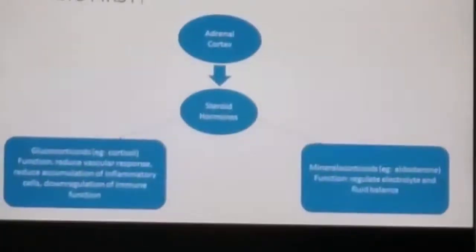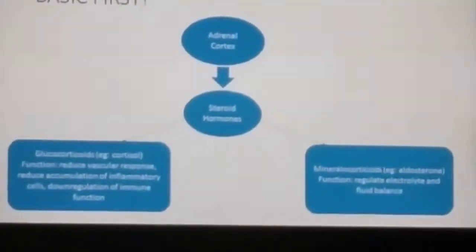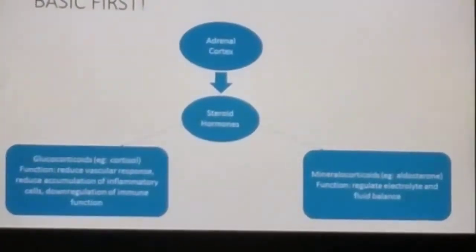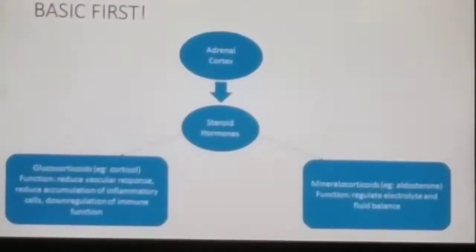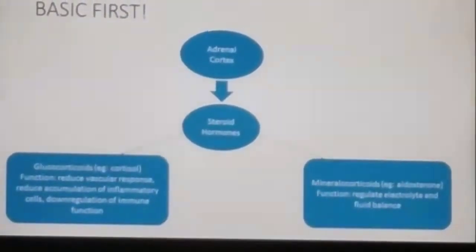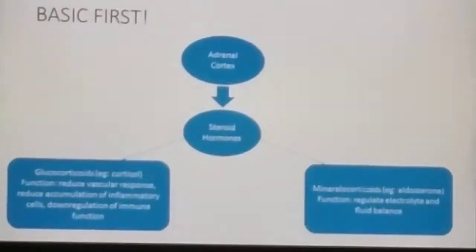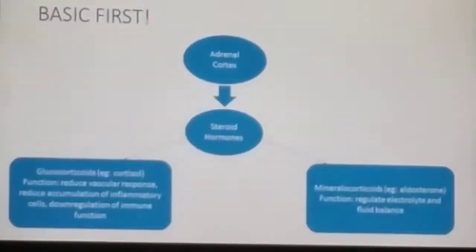The adrenal gland consists of the adrenal medulla and the cortex. The cortex is the one that releases the steroid hormones, classified into glucocorticoids and mineralocorticoids. A glucocorticoid example is cortisol. Its function is to reduce the vascular response, reduce the accumulation of inflammatory cells, and downregulate immune function. A mineralocorticoid example is aldosterone. Its function is to regulate electrolyte and fluid balance.